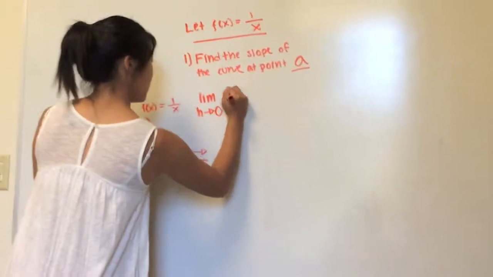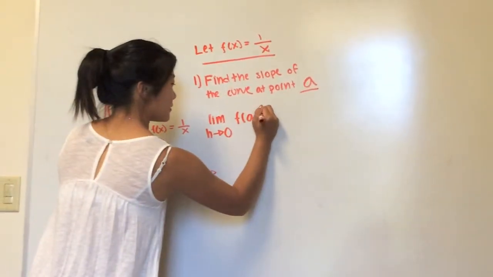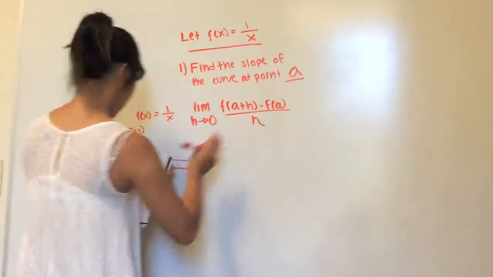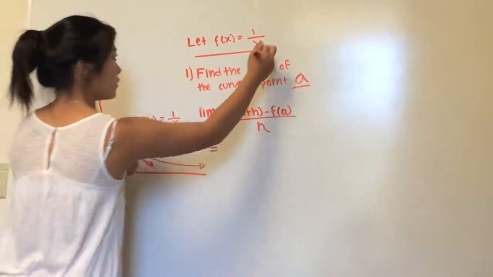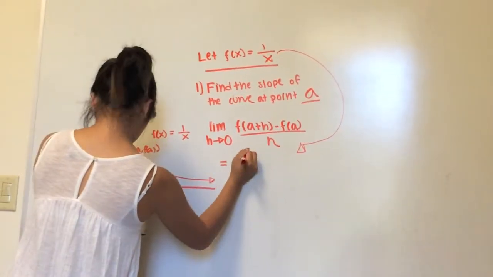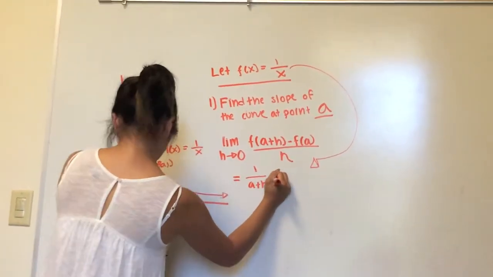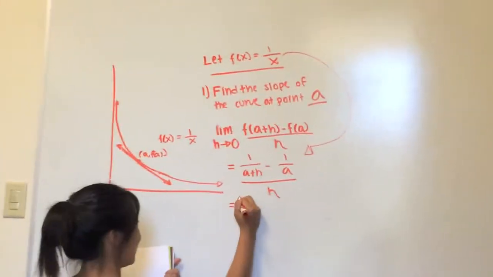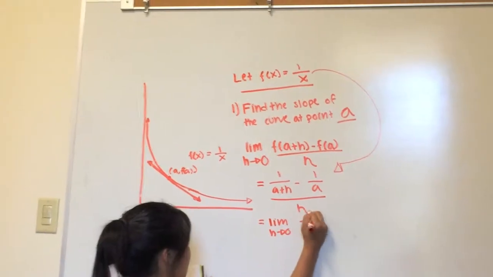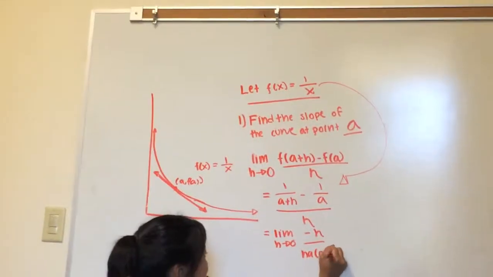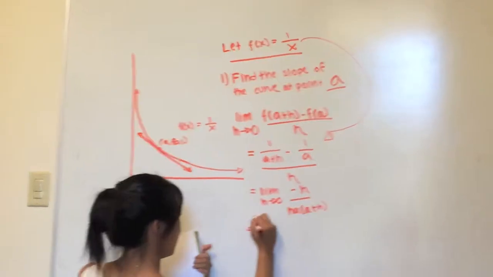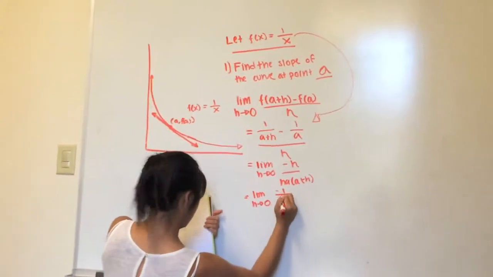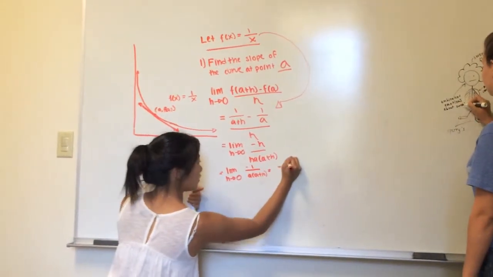So here's the formula we're going to use to find the slope at point A. That is, as h approaches 0, f of a plus h minus f of a, all over h. Now we're going to plug in f of x again, which is of course 1 over x. We plug in a plus h and a, and we end up getting 1 over a plus h minus 1 over a, all over h. Now we're going to simplify that down until we get our final formula, which is going to be negative 1 over a squared.